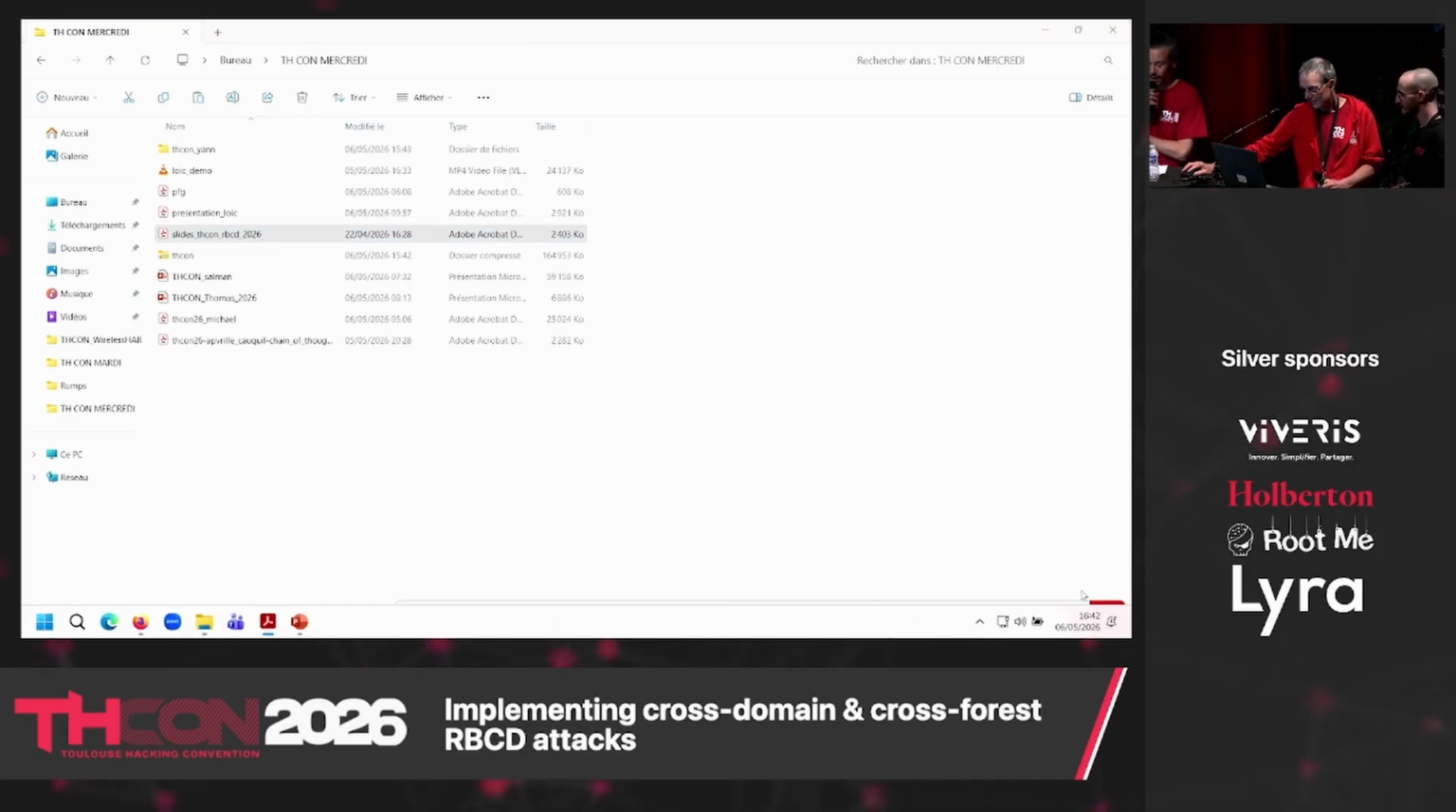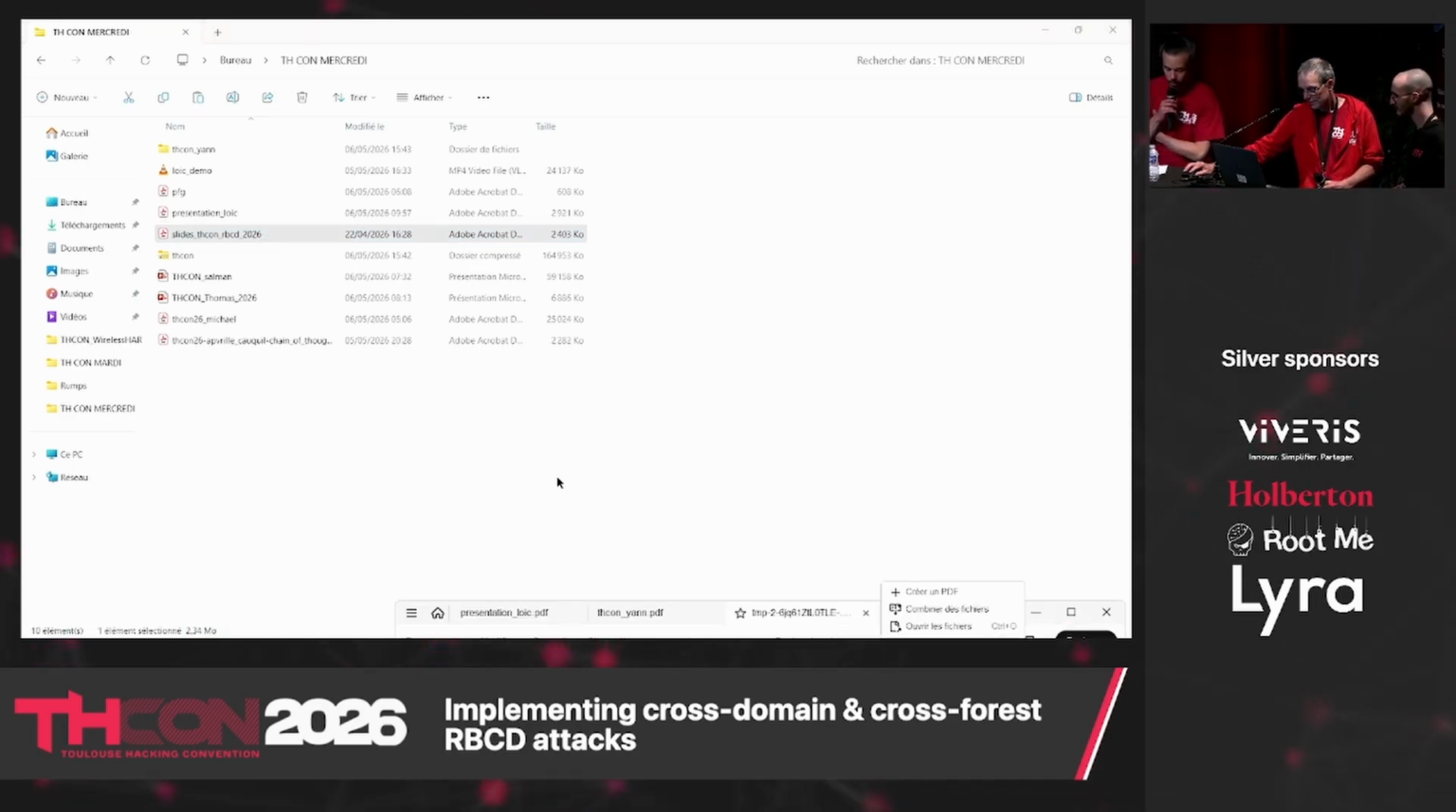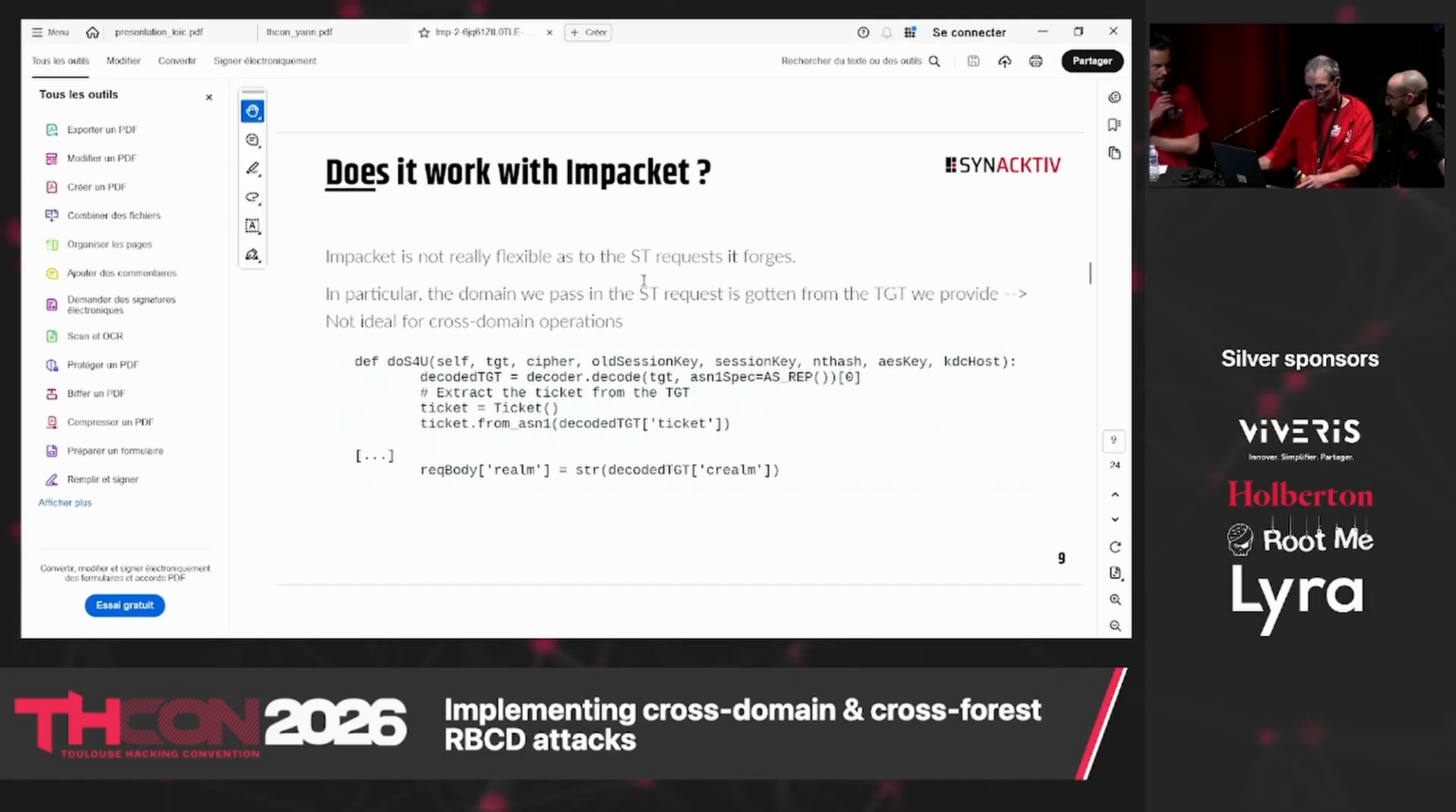And the presentation is titled, Implementing Cross-Domain and Cross-Forest RBCD Attacks, whatever that is.